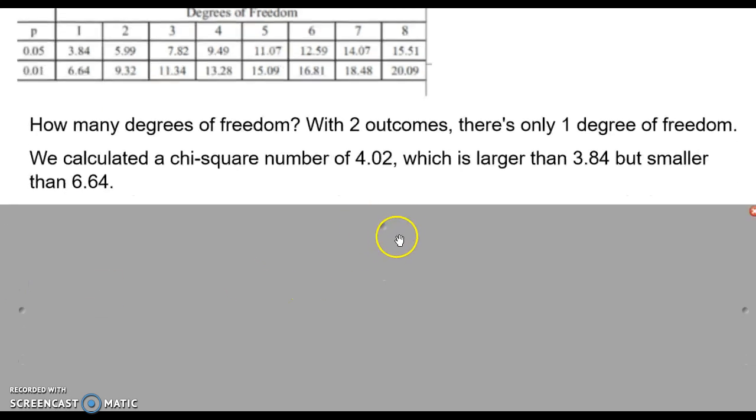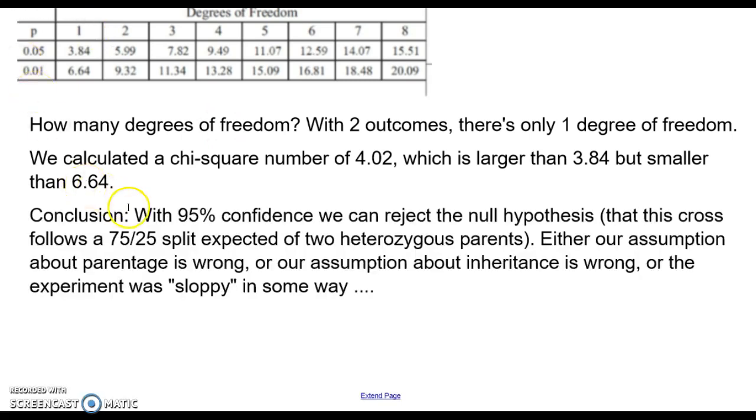Well, this is what we say, here's our conclusion. With 95% confidence, we can reject the null hypothesis. The null hypothesis is that this cross follows a 75-25 split that's expected of two heterozygous parents. There's nothing that's the normal outcome, if you would, in a sense. So either our assumption about parentage is wrong, or our assumption about inheritance is wrong, or the experiment was sloppy in some way.